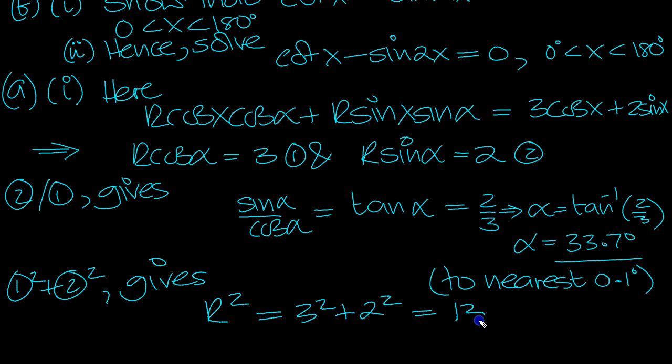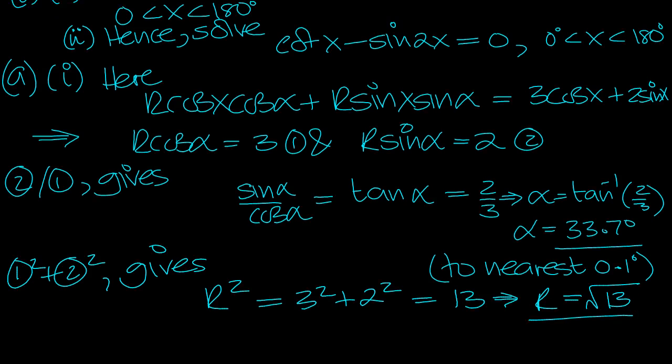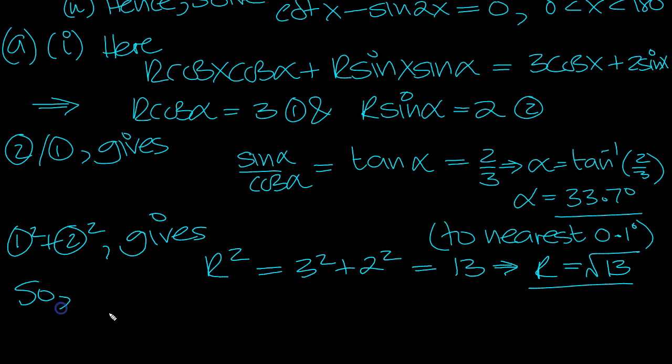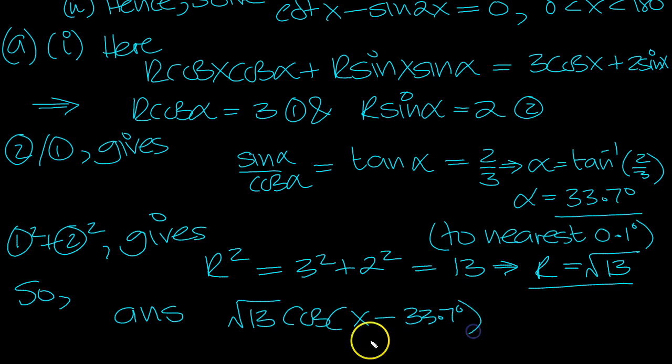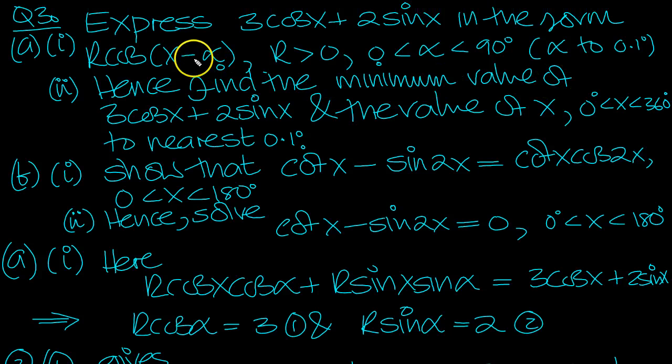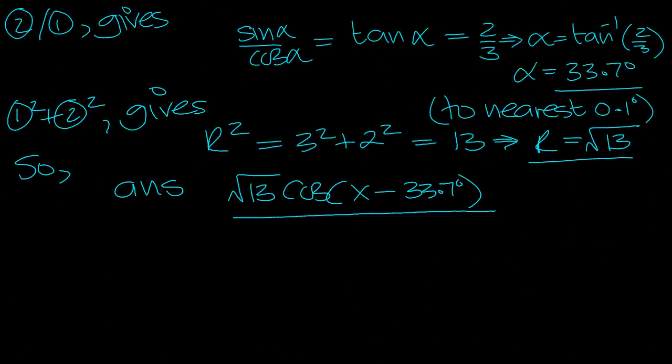9 and 4 is 13. So that tells us what r is. R is positive from the question, so we take the positive square root. And we get this. So the answer then is root 13 cosine of x minus alpha, wasn't it? 33.7 degrees. That's what we needed to write it as in A part 1. Hence find the minimum value of this and the value of x between 0 and 360 to the nearest 0.1.